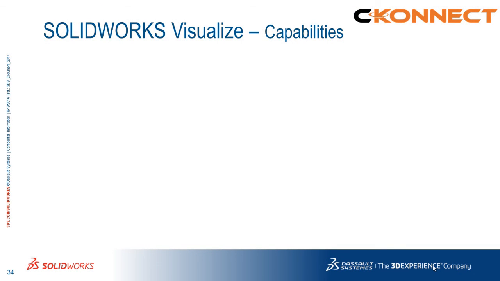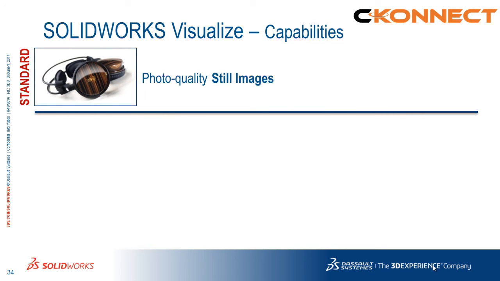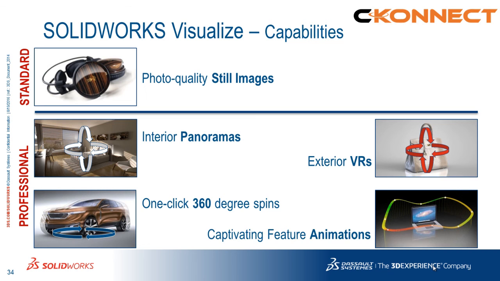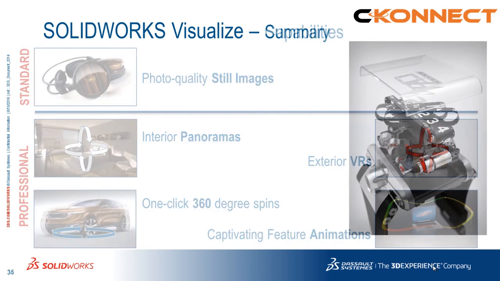So now I will talk about the capabilities of SolidWorks Visualize. In SolidWorks Visualize Standard, you can create photo quality still images, whereas when you come to Visualize Professional, you have additional capabilities like interior panoramas and exterior VRs. You have a one-click 360-degree spin so that you can show 360 degrees of your model. You can create animations by controlling the camera.